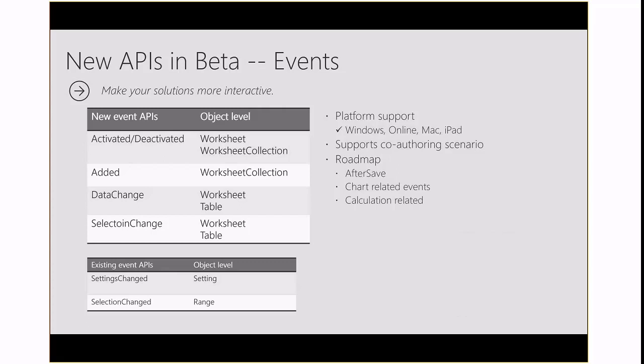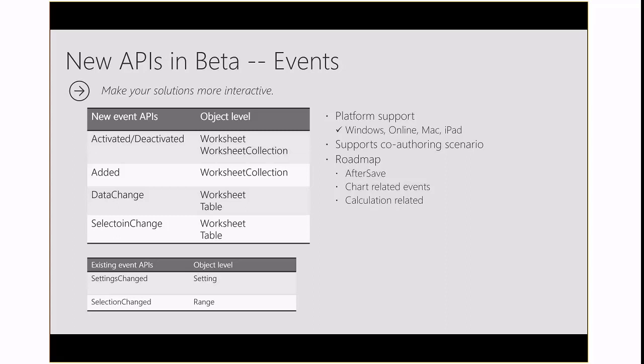At the worksheet level, you can now detect activation and deactivation. You can also register for worksheet added events, so for any worksheet that gets added to the workbook, you can listen in. We've had data change events, but those were based on the binding, which means you had to create a binding first and use that as a key to register for the events. Now you can do that in a much more straightforward way by adding a data change handler on the worksheet or the table level. You can also do selection change registration on the worksheet and table level.